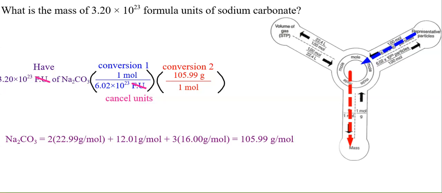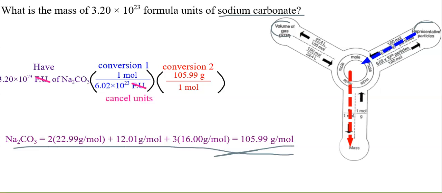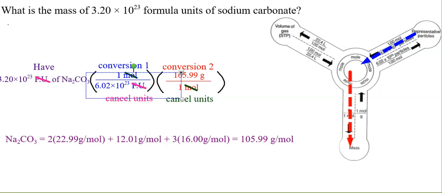Mass conversion is a bit more work because you'll always have to find your molar mass for whatever the substance is. If you're just converting into volume or representative particles, you don't have to know what the mass is. You don't have to do this extra step. You only have to find the molar mass if mass is involved. So now that we've got that conversion 2 in the equation, you would cancel off the appropriate units. So the moles cancel off from there, and then it's just a matter of doing some math.